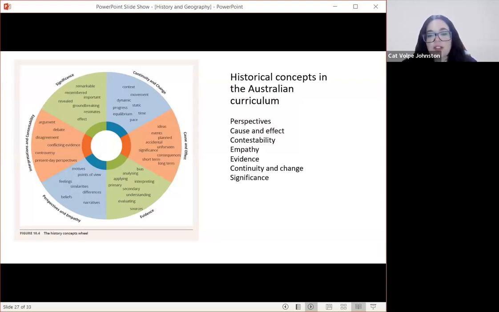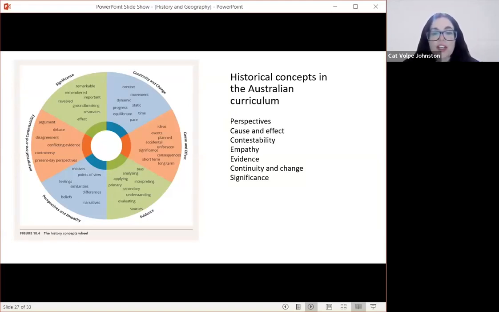And you can see some examples here in figure 10-4 that shows you some types of words that relate to these different concepts. So for example, continuity and change, we're thinking about context, movement, dynamic, progression, equilibrium. Evidence, we're looking at bias, analysis, application, interpretation, evaluation. Cause and effect, we're looking at ideas, events, unforeseen circumstances, and consequences, both short-term and long-term. Perspectives and empathy, similarities, differences, beliefs, motives, points of view.